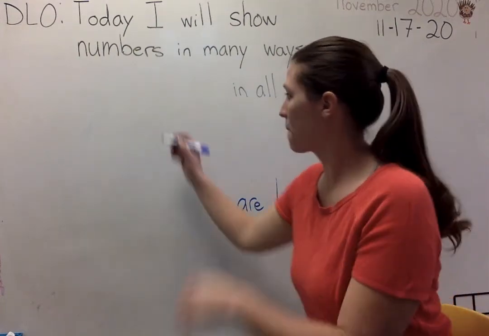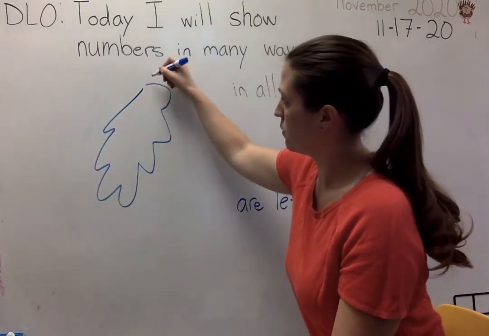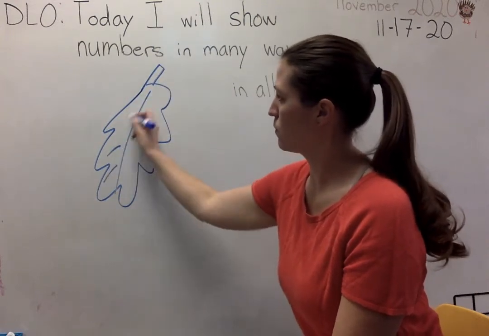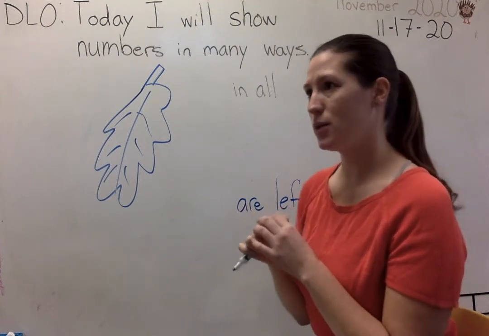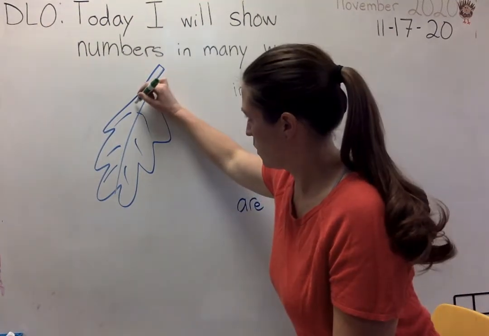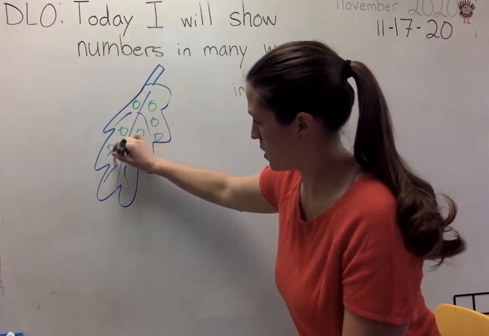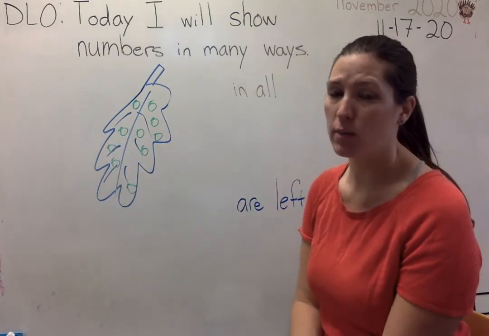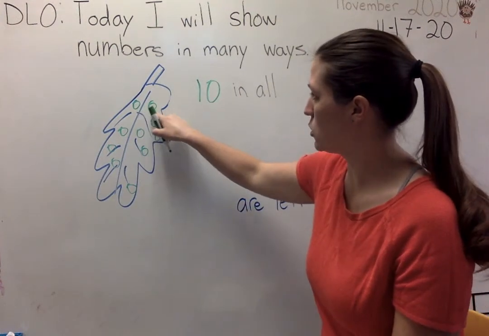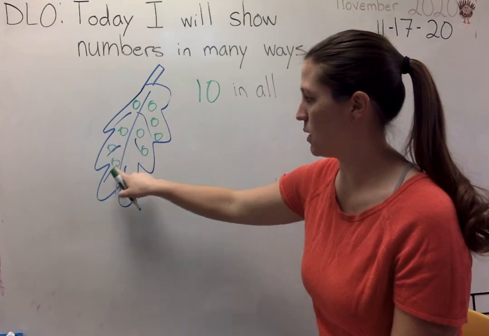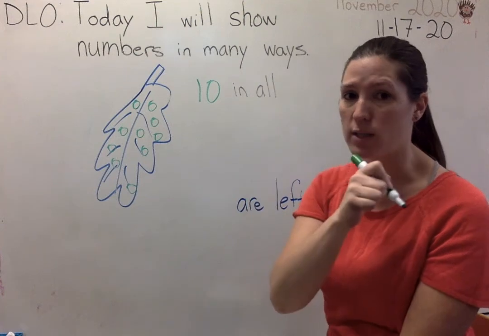Let's do one more with a picture, and then it will be your turn. I had a leaf. Let's do 10 bugs on my leaf. 1, 2, 3, 4, 5, 6, 7, 8, 9, 10. I had 10 bugs on my leaf. So I have 10 in all. 5 bugs went away. I'm going to cross them out.